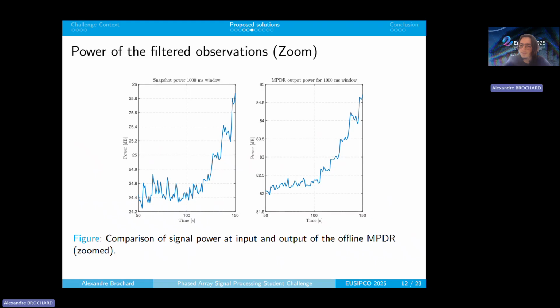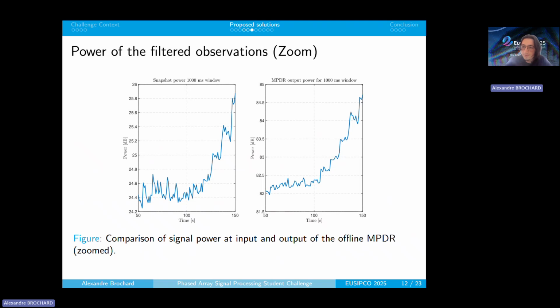For the beamforming technique, we use the minimum power distortionless response, the MPDR, which is a classical beamforming technique in the literature. What we see on the left, with the raw observations, is a slight increase around 130 seconds, so around 2 minutes and 10 seconds. And we assume that this slight change in power should be the consequence of the jammer's action. So we are going to try to also find that same behavior in the filtered observations.